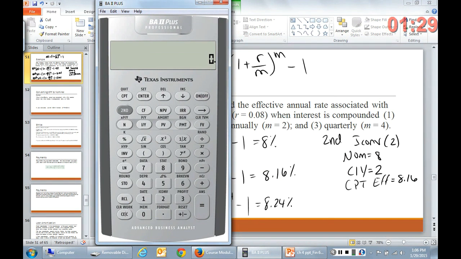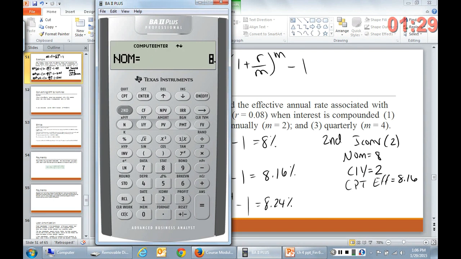So to do this, you push second and your I conversion button, which is above the number 2. Let me clear this. To clear within a menu, you had to push second and clear work once you have it opened. So second and I conversion. Well, I guess that didn't work.